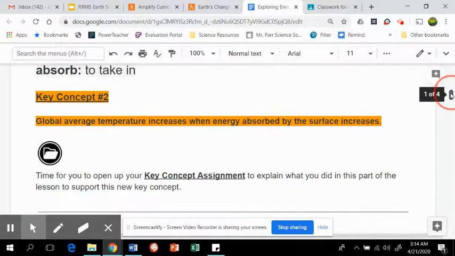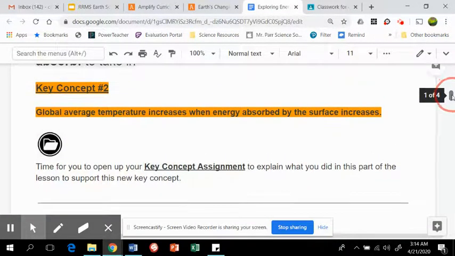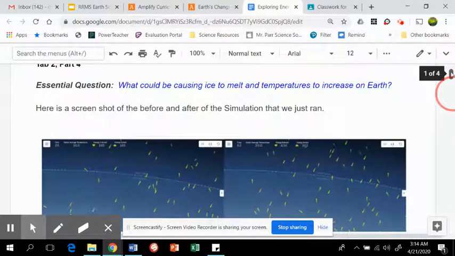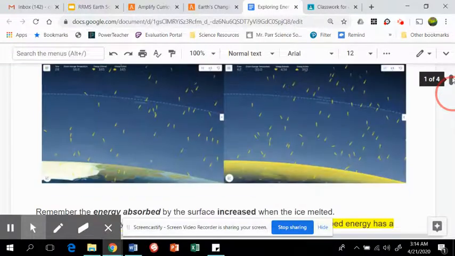All right, so I've put a note in this document. This one is a document. Time for you to open up the key concept assignment to explain what you did in this part of the lesson to support your new key concept. Oh, 3 o'clock in the morning. You're not writing this down. I'm wrong. You're telling what you did to learn this. I'm not going to re-record this at 3 in the morning. I'm sorry, guys.